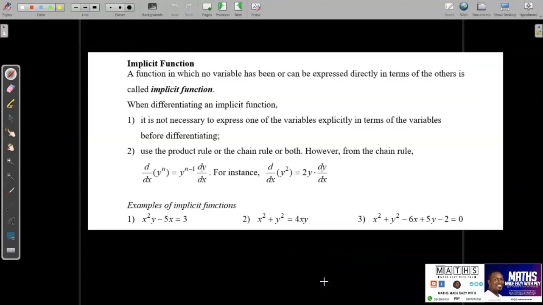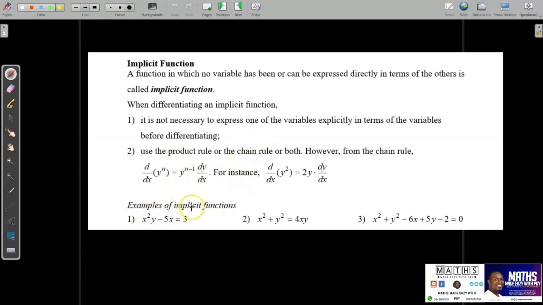When we consider an implicit function, it's a function in which no variable has been or can be expressed directly in terms of other variables. And that is what we term an implicit function. When you are differentiating implicit functions, it is not necessary for you to express one variable explicitly in terms of other variables before differentiating. You don't need to do that. You use the product rule or chain rule or both where necessary.